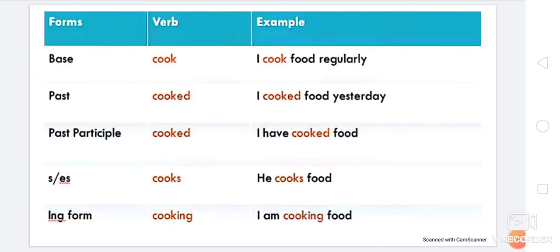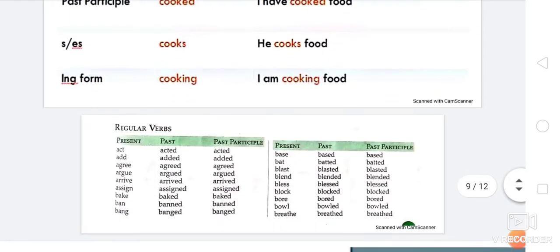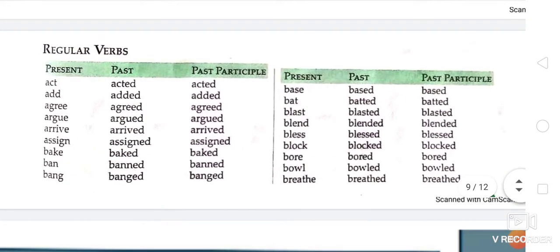So in the examination you may expect such kinds of questions, and there you need to see which is the correct form of the verb. Let us see a few examples here.